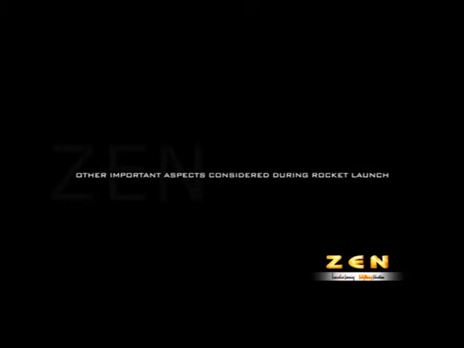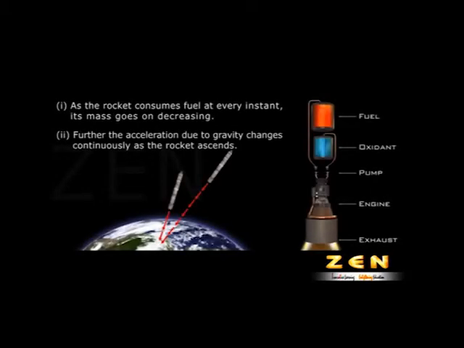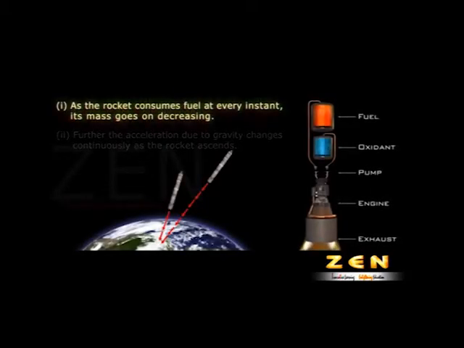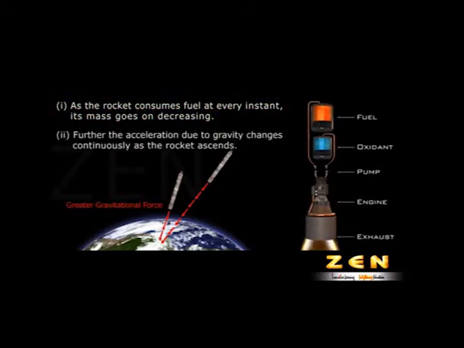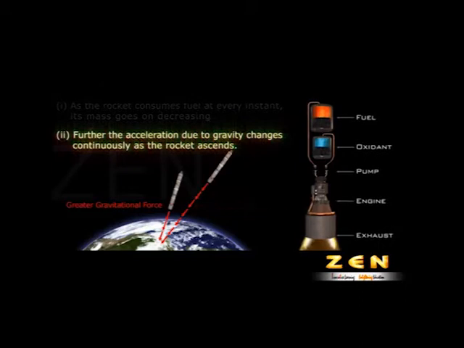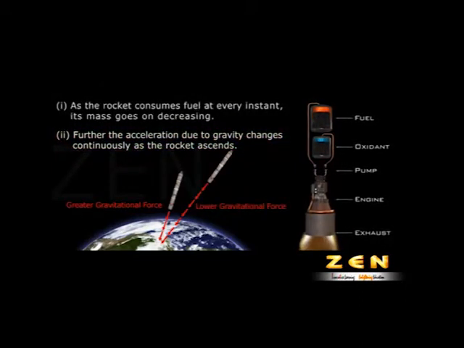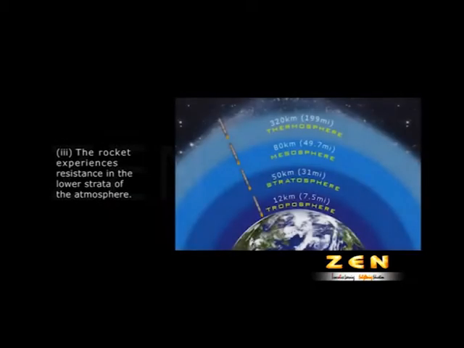There are other practical aspects that need to be considered. 1. As the rocket consumes fuel at every instant, its mass goes on decreasing. 2. Further, the acceleration due to gravity changes continuously as the rocket ascends. 3. The atmosphere offers resistance in the lower strata of the atmosphere.